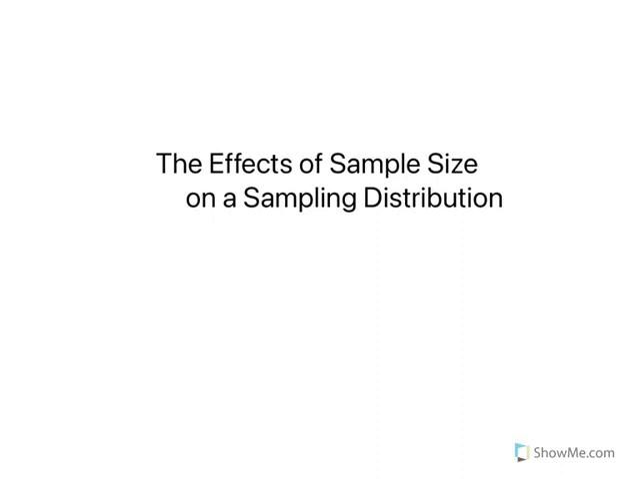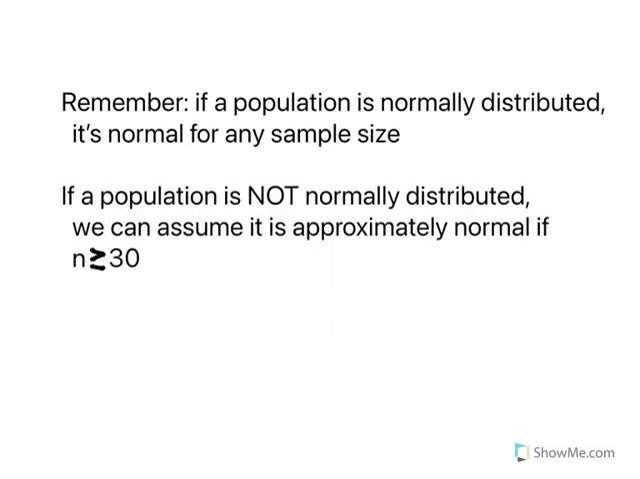Let's talk about the effects of sample size on a sampling distribution. So what does n have to do with anything? First, remember, if a population is normally distributed, then it's normal for any sample size. Doesn't matter. 8, 800, doesn't matter.